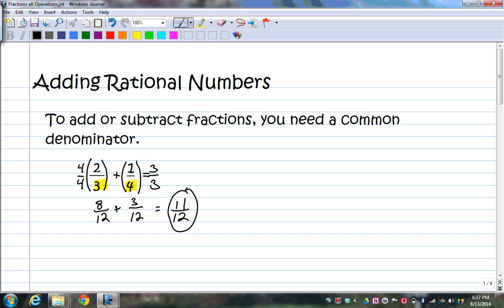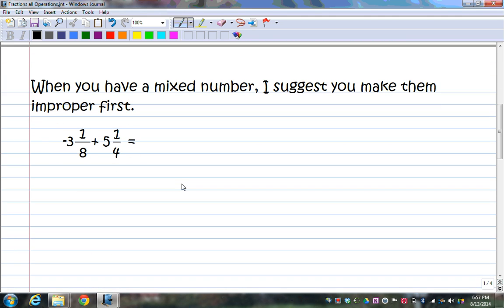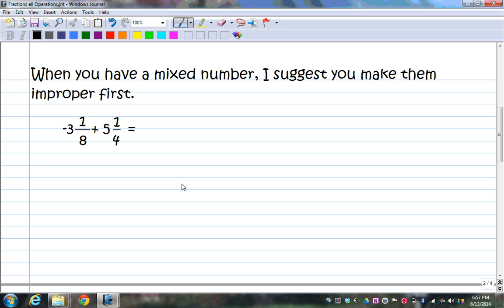Now, that's great. Let's make it a little more interesting. Here, when you have mixed numbers, which is what we have here, I suggest you make them improper first. You don't have to, but there will come a point or certain operations where you have to. So why not just do it for all of them? It just makes sense to me anyway.